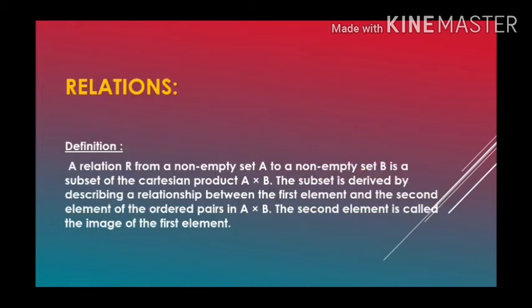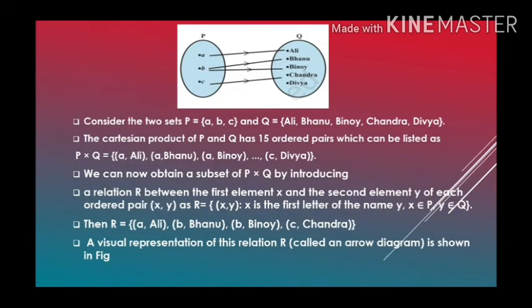Okay. This is given here. The subset is derived by describing a relationship between the first element and the second element of the ordered pair. Here the second element is called the image of the first element. That is, Ali is the image of A, Bhanu is the image of B, Binoy is the image of B, and Chanda is the image of C.